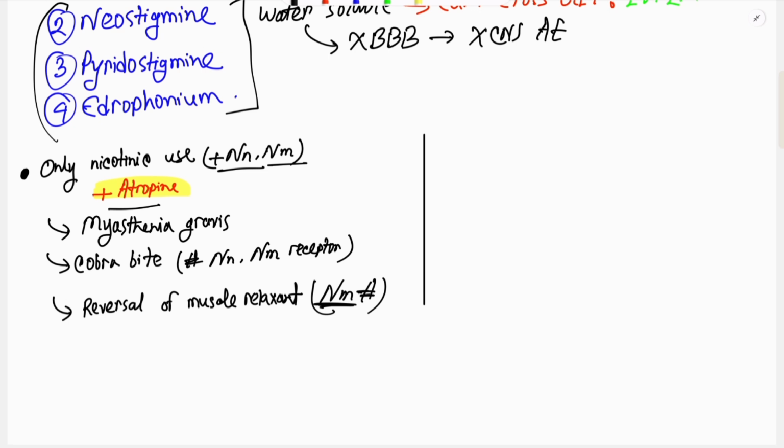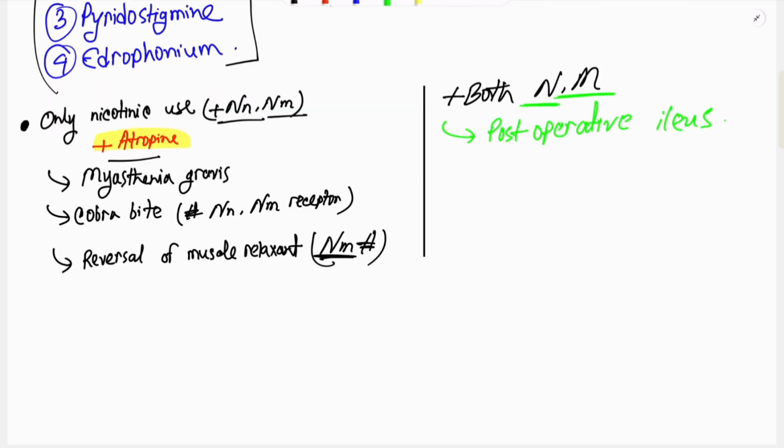If we do not use atropine, there will be no muscarinic receptor blockade. So, these three drugs will stimulate both nicotinic and muscarinic receptors. So, here we can use this utility. We can use this in postoperative period, that will reverse the muscle relaxation that occurs during surgery.